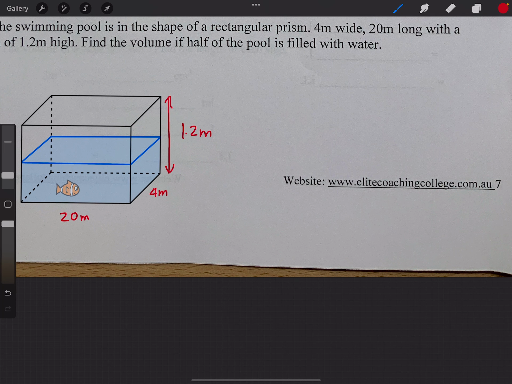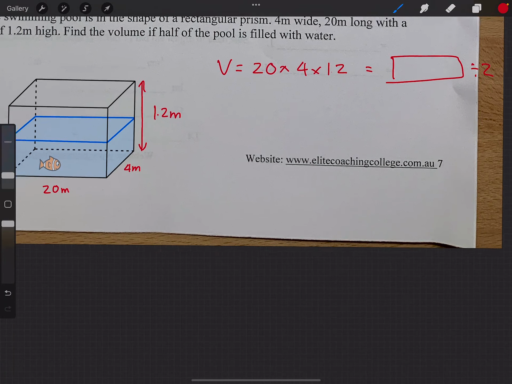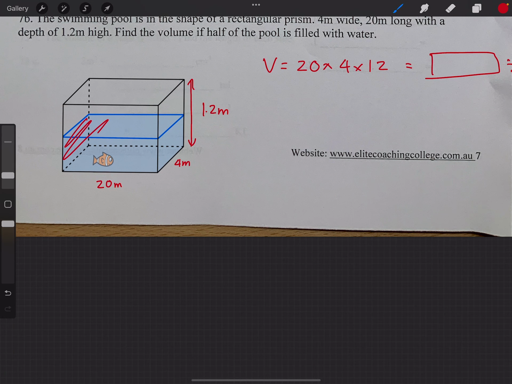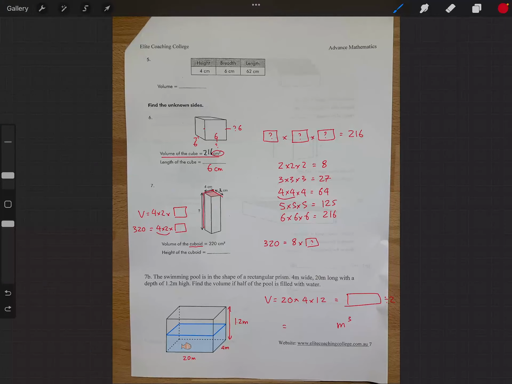So what we do is we find the volume of the whole tank. Volume of the whole tank will be 20 times 4 times 1.2. Length times width times height. And then after you get the answer, you just divide it by 2, because we only have half of the volume that's filled with water. Write your answer, whatever that is, in meters cubed, because everything here is in meters. Alright, next page.